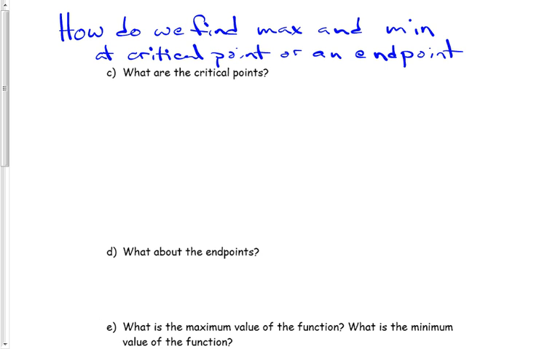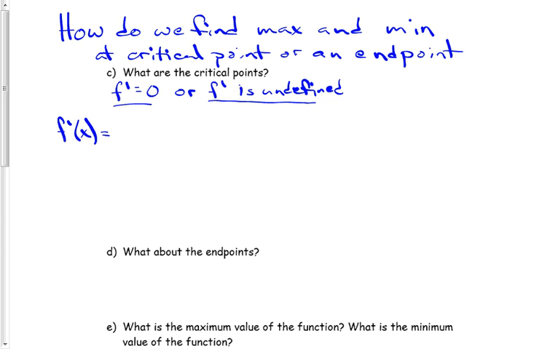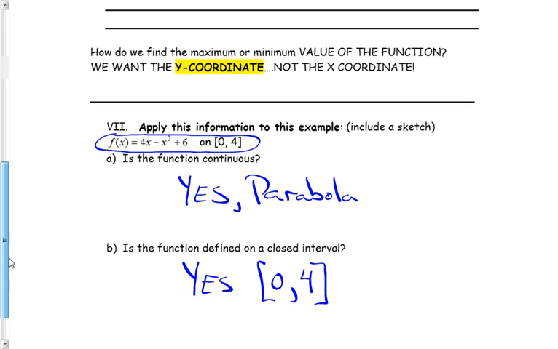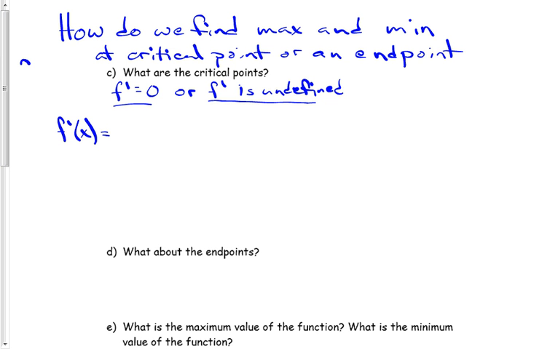Remember critical points? F prime is 0 or F prime is undefined. In order to determine if F prime is 0 or undefined, what do we need to do first? Find F prime. What is F prime? F is 4x minus x squared plus 6, right? So what's F prime? 4 minus 2x.